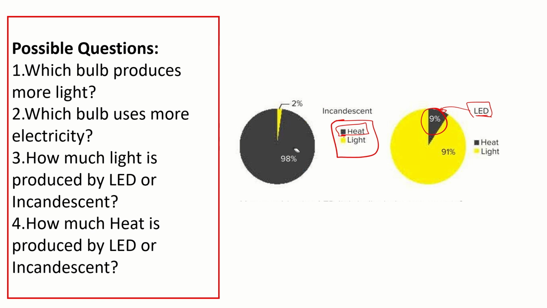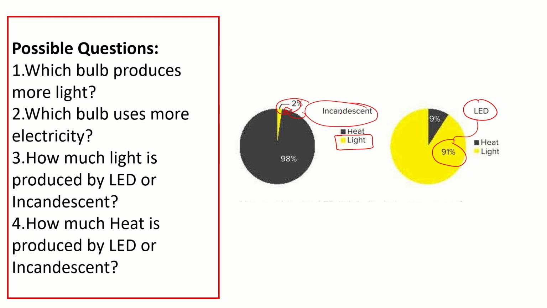Okay. Then we will look at light. Light is in yellow. LED makes 91. Incandescent makes only 2. From this, I can tell which one is better. So which bulb produces more light? Which one makes more of the yellow? It is the LED.